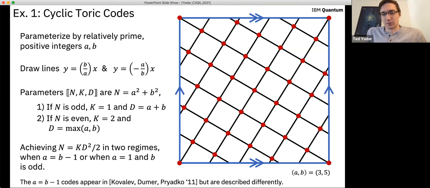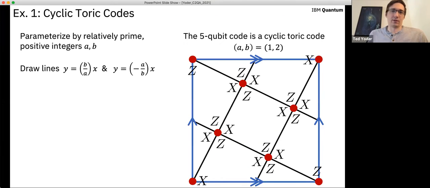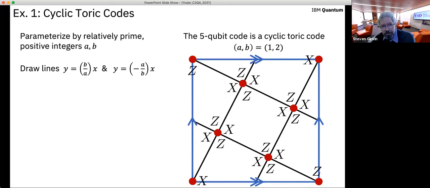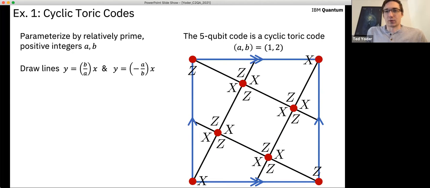And some of these codes have appeared before. What I found really interesting about these codes is that the 5-qubit code, the smallest error correcting quantum code, is actually part of this family. So the 5-qubit code is essentially a topological code, which was a bit of a surprise to me.